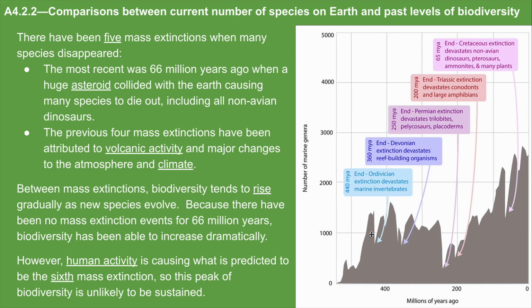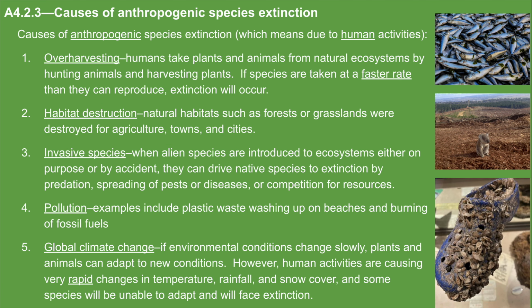Now, between mass extinctions, biodiversity tends to rise as new species evolve over time. But because there have been no mass extinction events for 66 million years, biodiversity has been able to increase dramatically. However, human activity is causing what is predicted to be the 6th mass extinction. So this peak of biodiversity that we are currently at is unlikely to be sustained. So, what is driving this 6th mass extinction?